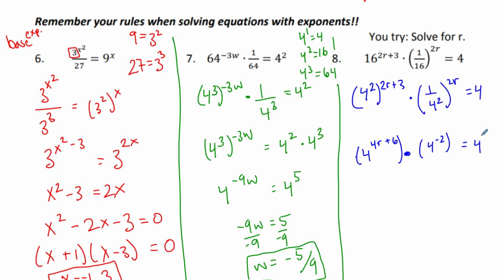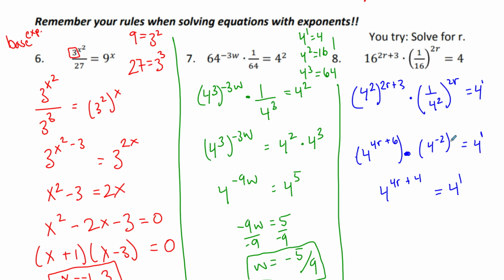From there, now remember there's a little 1. Our exponent here is a 1. From there, I can add my exponents. I'm multiplying the bases here. So 6 minus 2 is 4. So I have 4 to the 4r plus 4 equals 4 to the 1.